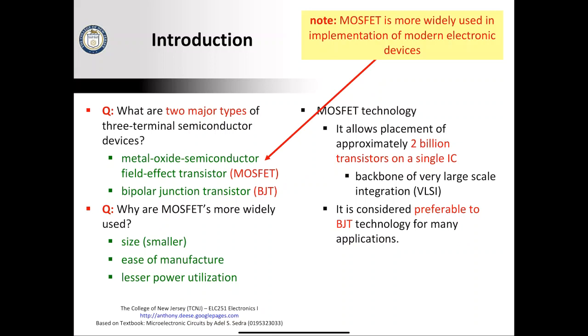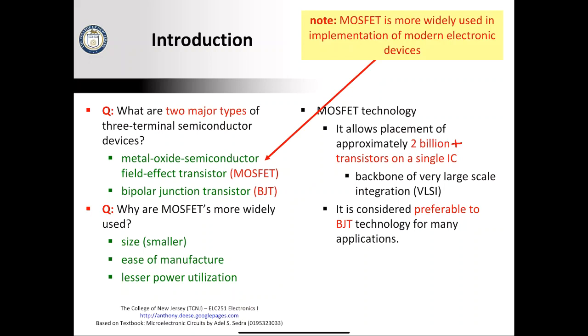MOSFET technology allows the placement of approximately 2 billion transistors on a single integrated chip. Now, this number I have not updated in several years, essentially since I first started teaching the class. I'm sure that number is much higher now, but actually it changes every year. So I'll put a little plus there. 2 billion plus transistors on a single IC.